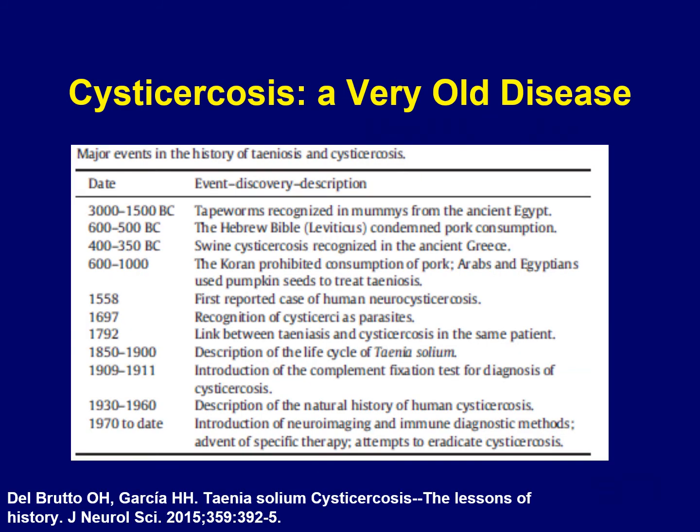Cysticercosis is a very, very old disease. These tapeworms, or the remnants, have been seen in mummies from ancient Egypt. So we know that cysticercosis has been around certainly since 3000 BC with the ancient Egyptians. We know, looking at the Hebrew Bible in Leviticus, and also the Quran, that pork is prohibited to be consumed because it's an unclean animal. This is thought to be related to cysticercosis.